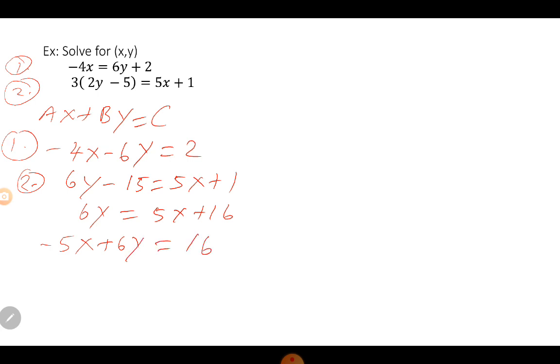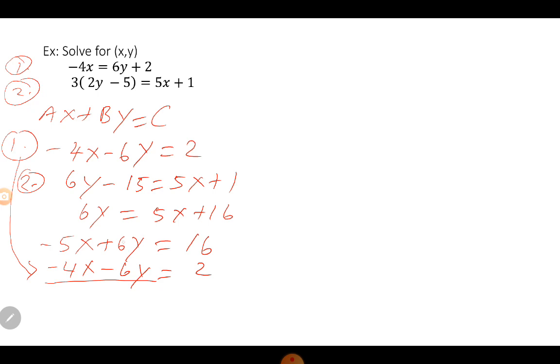Now, to get rid of one of the unknowns, I need them to be the same amount but opposite in sign. So if I observe the y's in the first equation and the y in the second equation, they're both the same amount and opposite in sign. So I don't have to do any manipulation. I can just bring the first equation down.